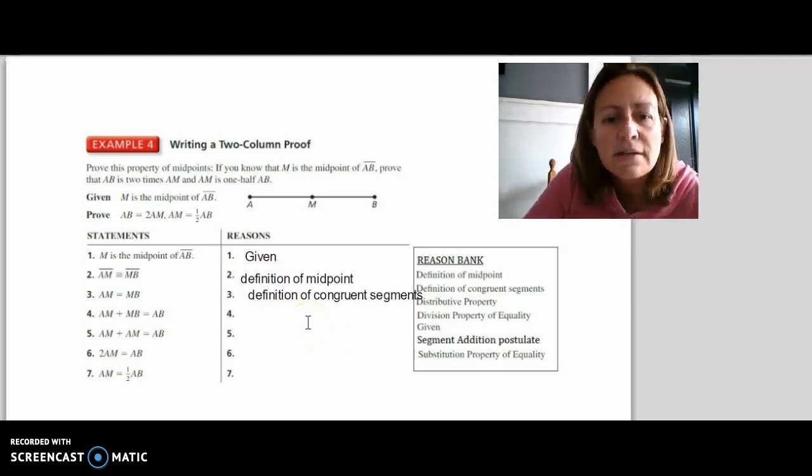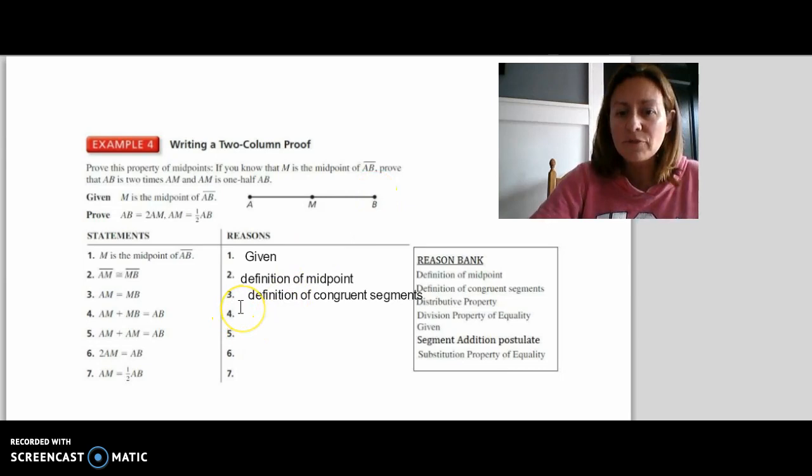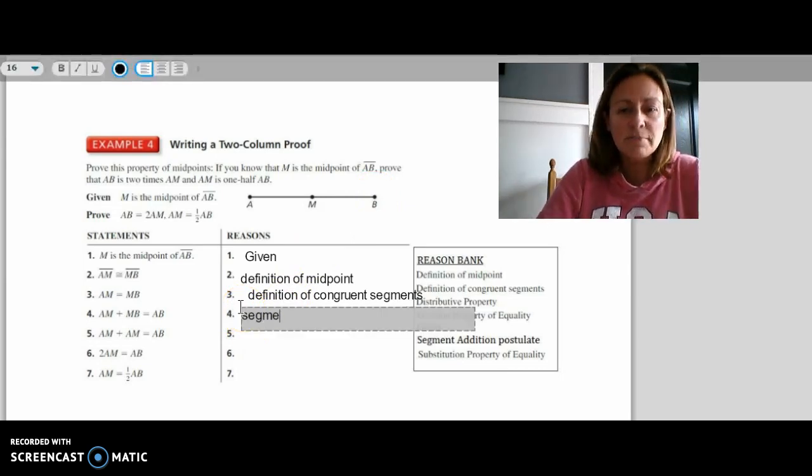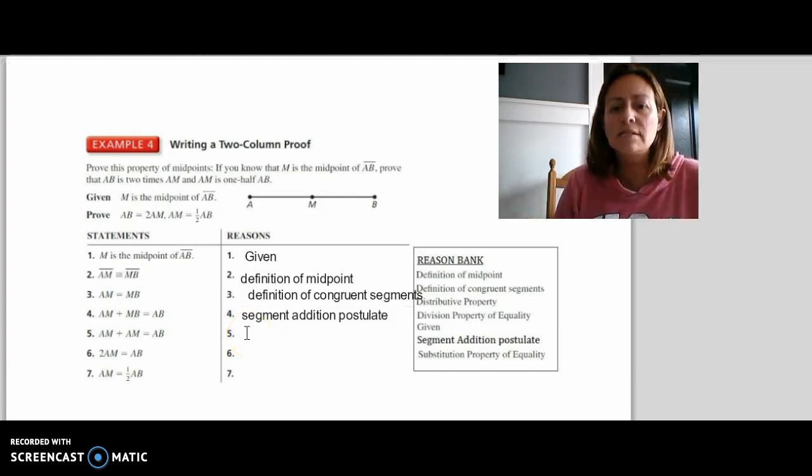Step 4 states that AM plus MB equals AB. When you look at the diagram and you think back to what we already know, that comes from the segment addition postulate. So that's the reason that supports that statement.